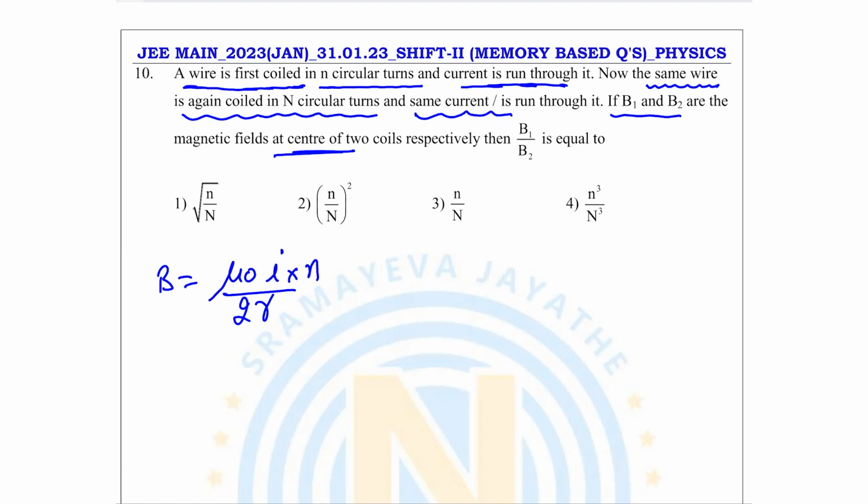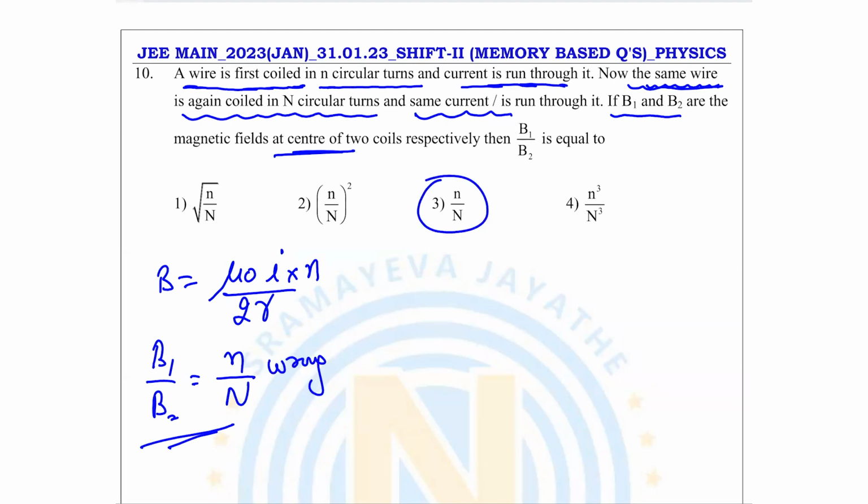So if you don't focus on the idea that we are using the same wire, you may end up getting a wrong answer as B1 by B2 is equal to n by n, which is given as one of the option, but it is wrong. Because when we use the same wire and we coil it into different number of turns, the radius will change. Length will remain same.